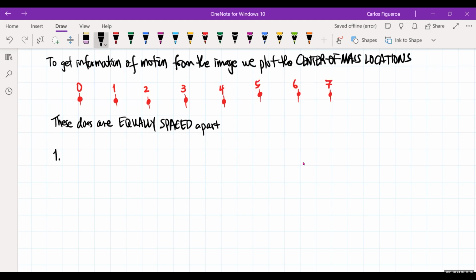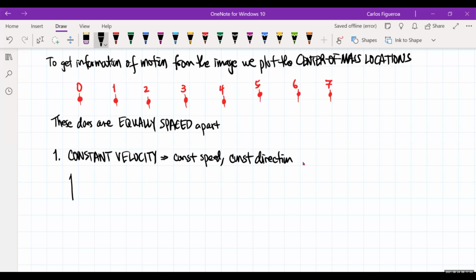So the first thing I'm going to say here is that this motion diagram is of constant velocity. Why is it of constant velocity? Because the boy is moving at constant speed and constant direction. So what do I mean by that? Well, let's define the direction. If I set my direction like this, and I call that the east direction, that boy is always running to the east.